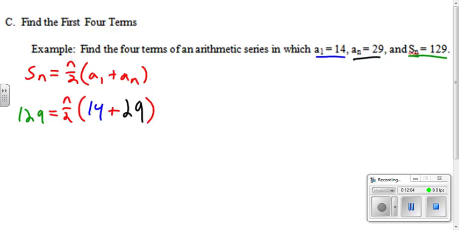So this is what we have so far, and this is going to help us find n, or how many numbers we actually have. So 14 plus 29 is going to simplify down to 43.